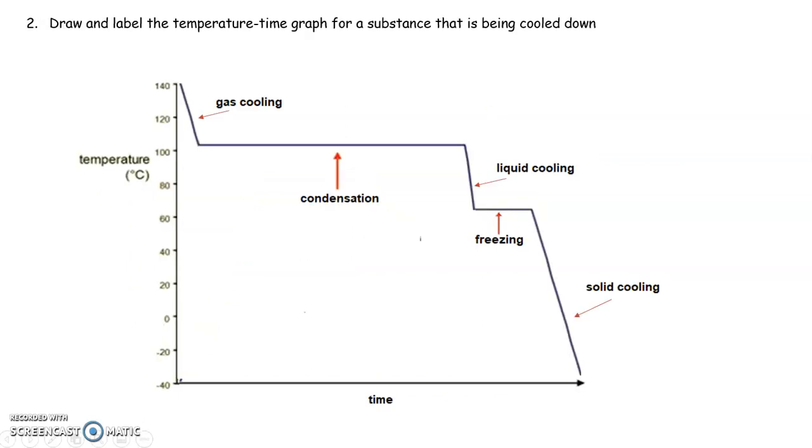So in this one, we're cooling the substance down. You can see on the axis we start at a high temperature, 140, and we work our way downwards. So in this case, the gas is cooling. It then reaches a point where the gas is cool enough to begin to form a liquid. So that's condensation, change of state. Once all of the gas has turned to a liquid, the liquid begins to cool down. As it's cooling, it reaches a temperature, which is its freezing point. All the liquid begins to turn to a solid, and the solid then begins to cool down. Again, a stepped process going downwards.